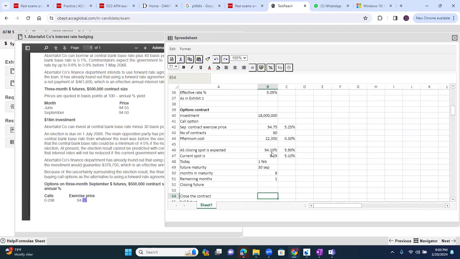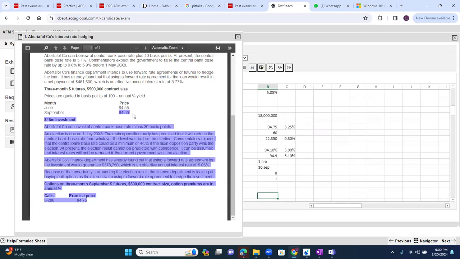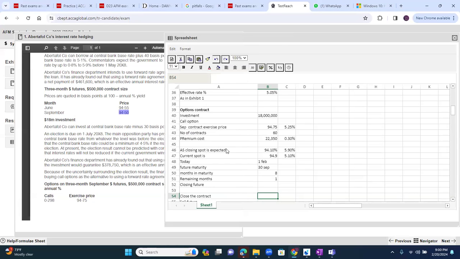Okay, just read the question carefully. It is given. Look at the data, guys. The September future rate is given as 94.50. So the September future rate is 94.50, that is 5.5%.